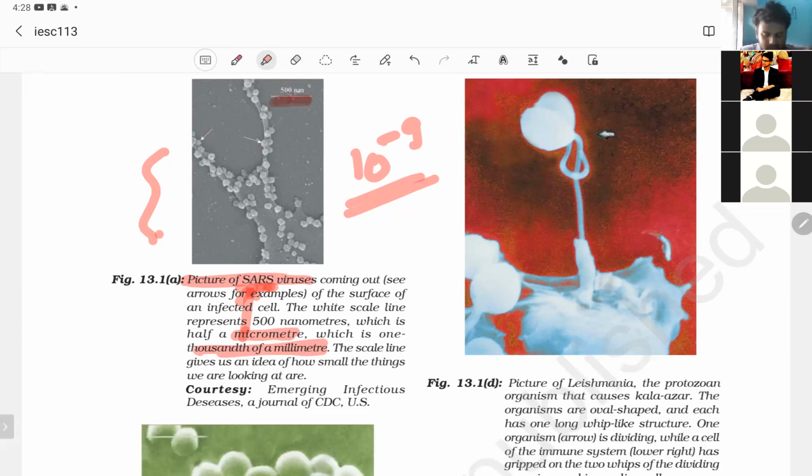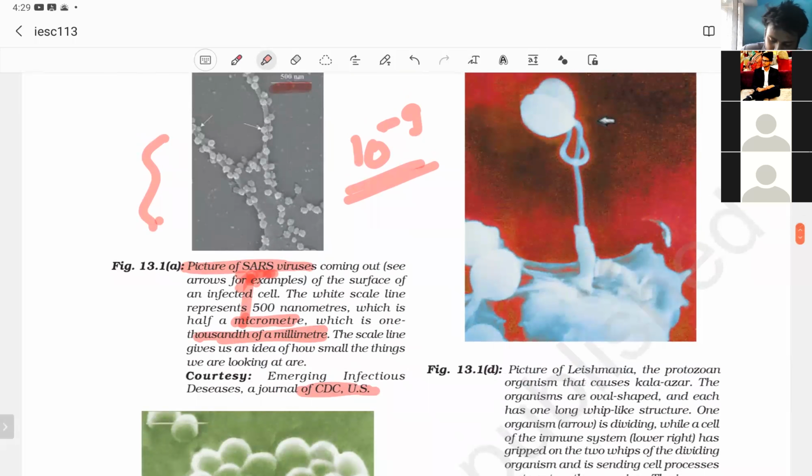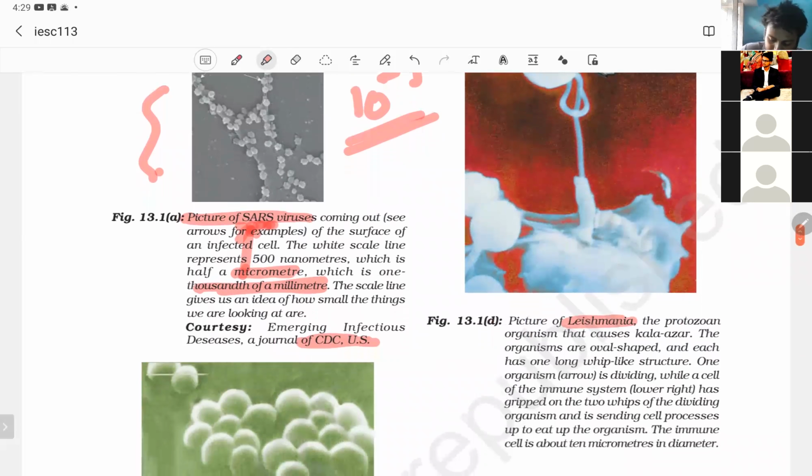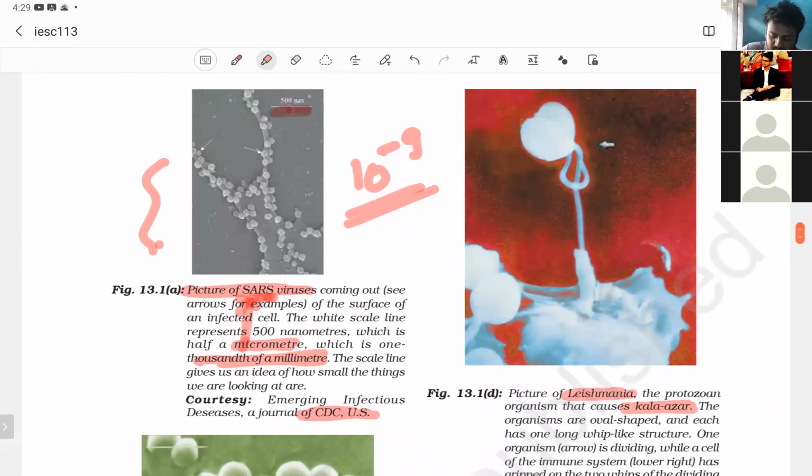So this scale is given by the CDC in the US, and the CDC is the one involved in giving all those restrictions and protocols related to this COVID, right? It stands for, I guess, Centers for Disease Control, United States. Now this is a picture of leishmania, right? Leishmania is the one which causes kala azar, the disease which I was talking about, and it is looking so weird, right? So this is your leishmania.